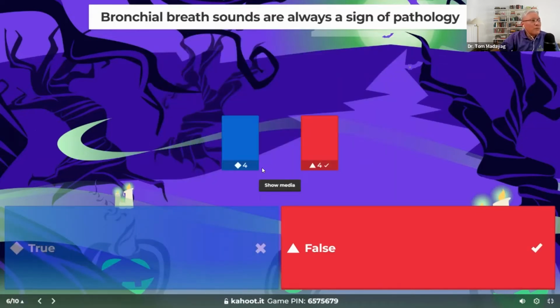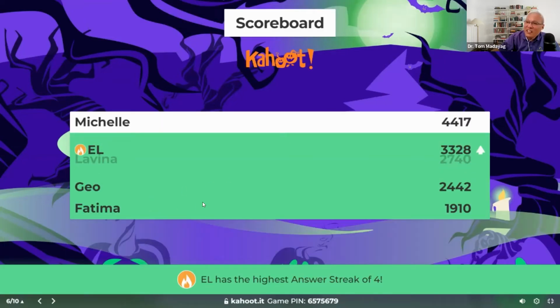Okay, so bronchial breath sounds are normal breath sounds if they're located in the normal areas. Bronchial breath sounds are going to be abnormal if they're located elsewhere than where we anticipate them to be. Okay, so the correct answer here is false. Let's see, Michelle, L, Lavina, Gio, Fatima, and L has the highest streak of 4. Congratulations.